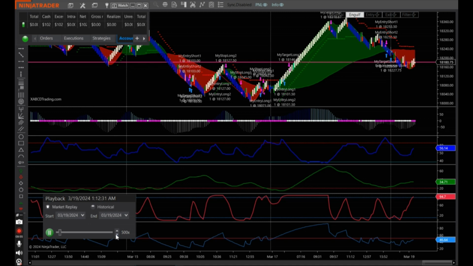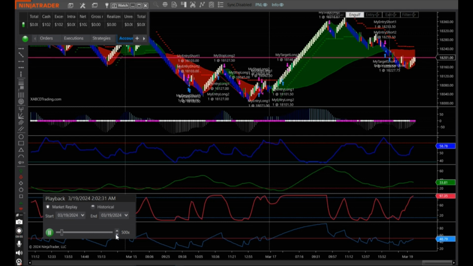In today's video, I'm going to record the market replay session. And this time I'm going to be using an automated strategy using engulfing bars. If you don't know what engulfing bars are, sometimes they give the indication that the trend will continue.